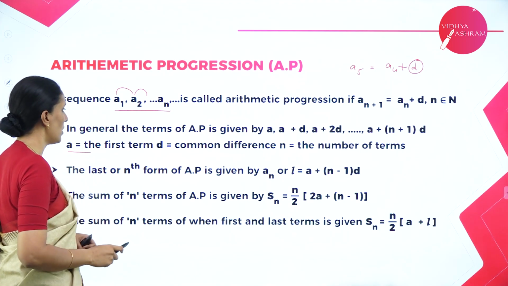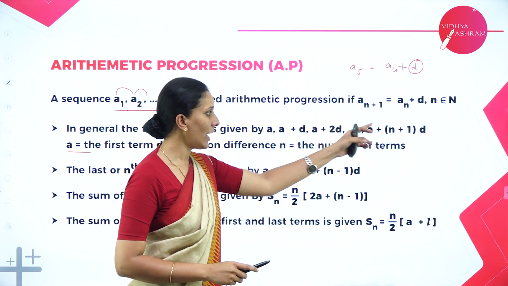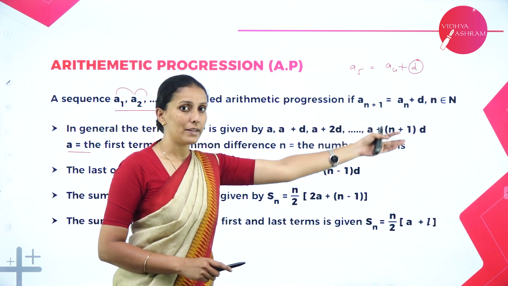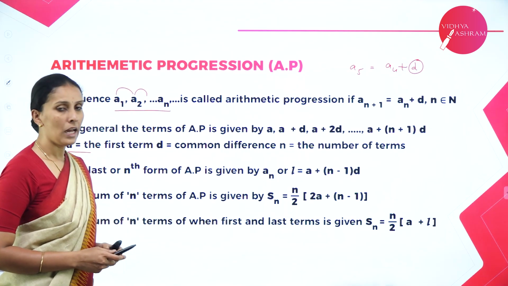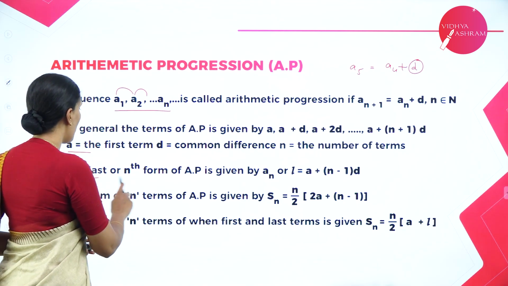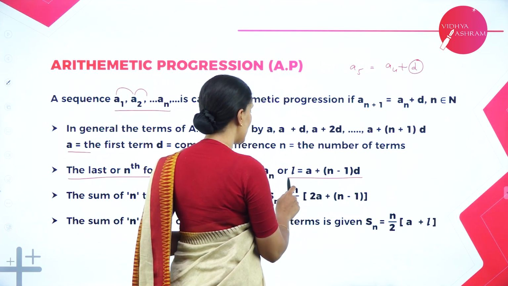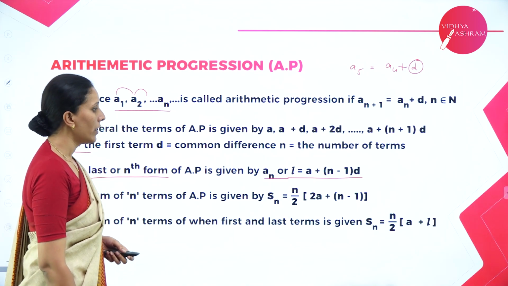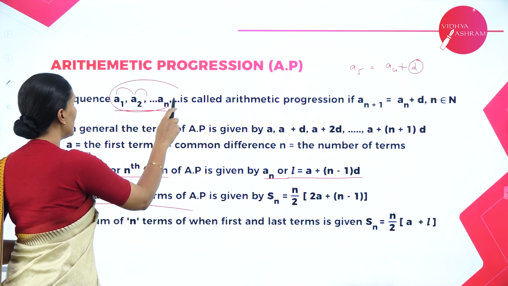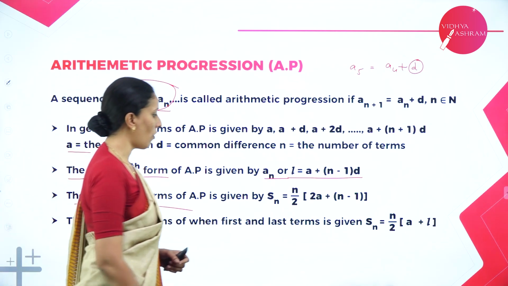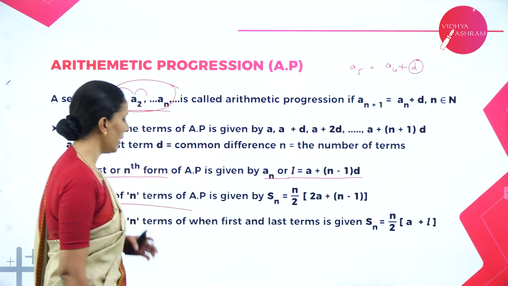It is shortly termed as A sometimes. The general terms of an AP are given by A, A plus D, A plus 2D, and the last term as A plus n minus 1 into D, where A is called the first term, D is the common difference, and n is the number of terms. The last term or nth term of an AP is given by L is equal to A plus n minus 1 into D, or we can also write AN is equal to A plus n minus 1 into D. The sum of all these terms, that means the sum of the arithmetic sequence, is given by the formula Sn is equal to n by 2 into 2a plus n minus 1 into D.